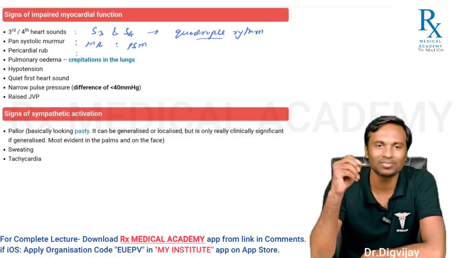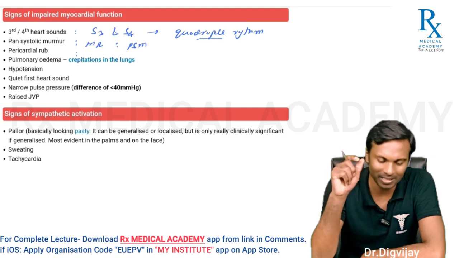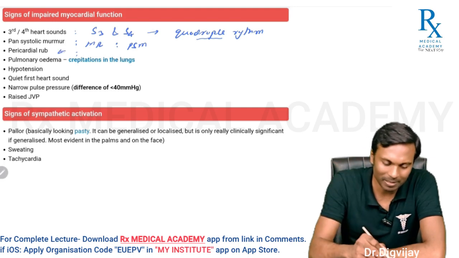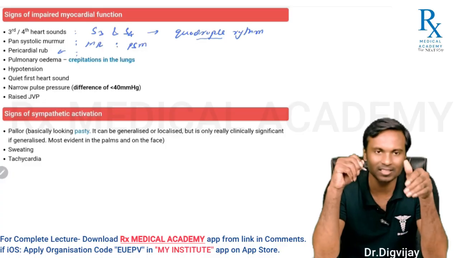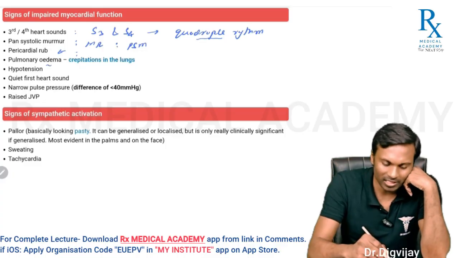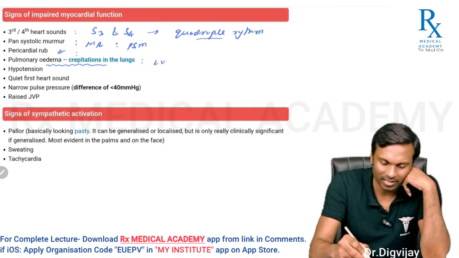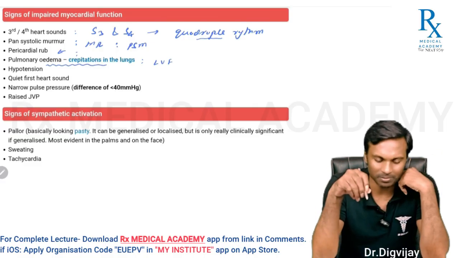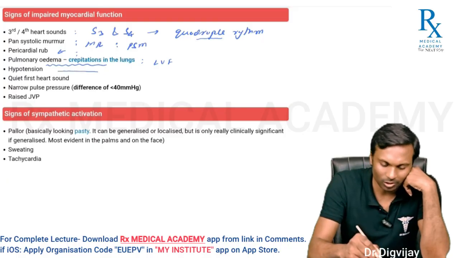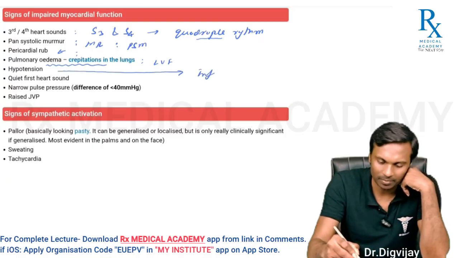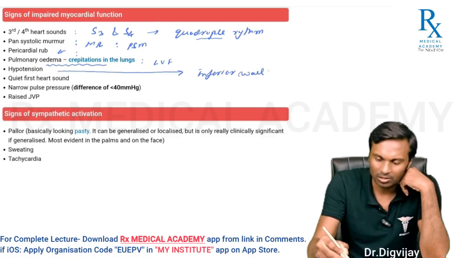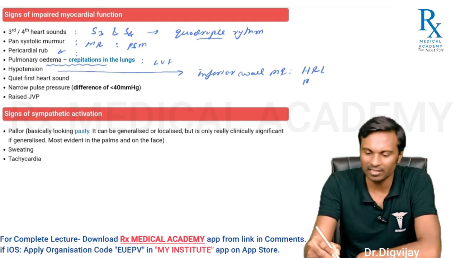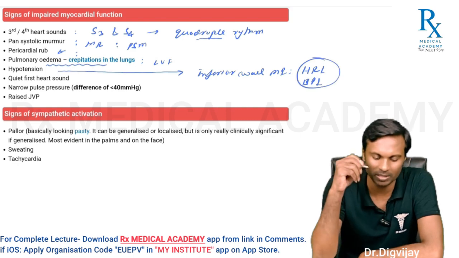Now, particularly in case of transmural MI, that is ST segment elevation myocardial infarction, there can be associated pericarditis as well, resulting in pericardial rub. We have already discussed that there can be left ventricular failure or dysfunction resulting in pulmonary edema, and it can result in the presence of crepitations. Now, particularly in case of inferior wall MI, due to involvement of the right coronary artery, there can be hypotension and there can be bradycardia as well. This has to be understood.